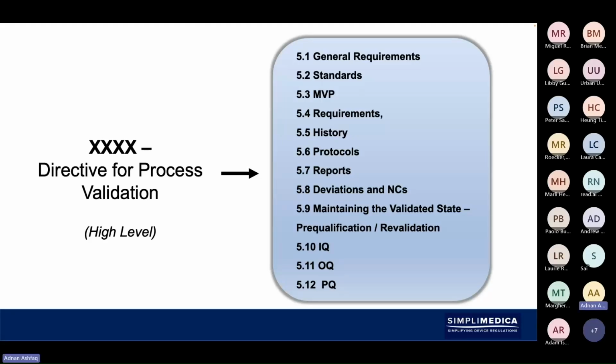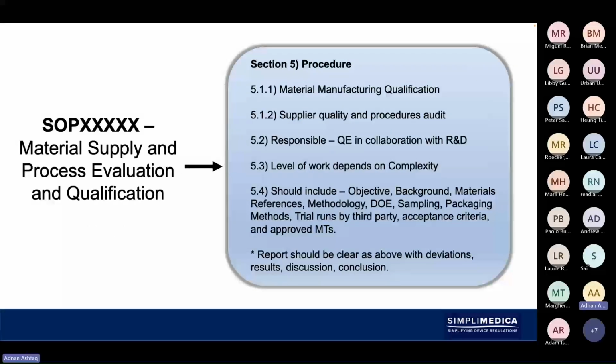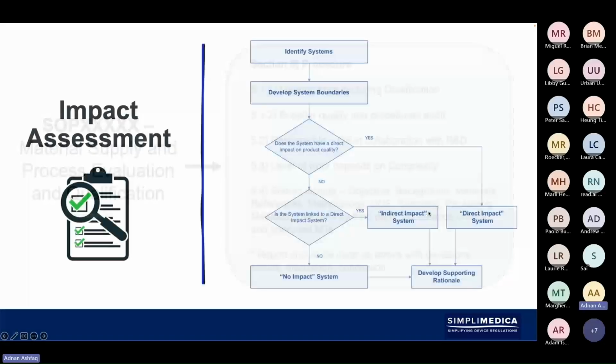Pre-qualification, revalidation, IQ, OQ, and PQ. And of course, you can combine this all into one procedure. You don't have to have directives, but then you might also have material supply and process evaluation qualification. If you're doing material qualification for lots of processes, let's say, for example, you've got injection molding machines or extrusion machines, and there's lots of polymers involved, you've got to then go through material suitability, and then looking at all sorts of complexities that might be involved in material supply as well.